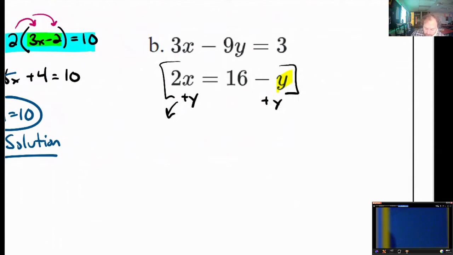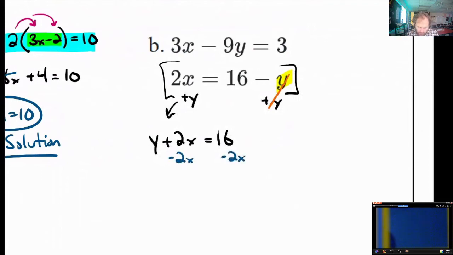If I add y to both sides, this will cancel out, and the y comes to the left side of the equation where it's now positive. It's like flipping an algebra tile over. It's y plus 2x equals 16, and I cannot combine the y and the 2x because I don't know what y or x is. So I can't combine them in any meaningful way. What I want to do now is actually subtract the 2x from both sides.